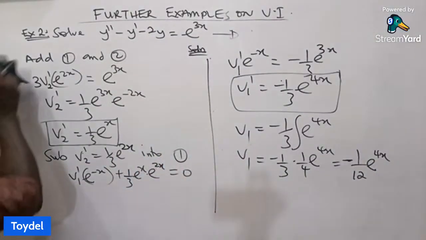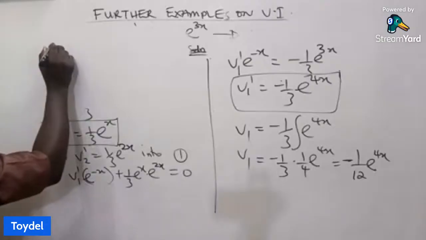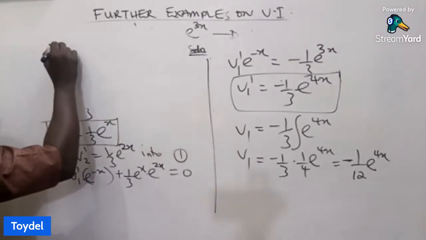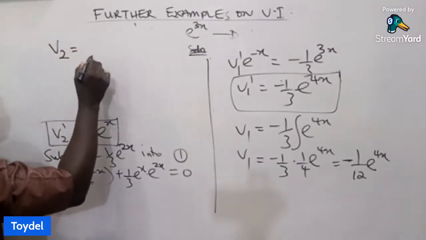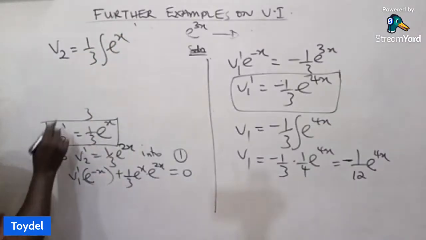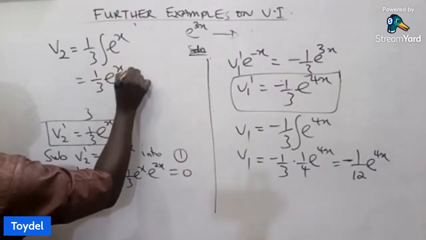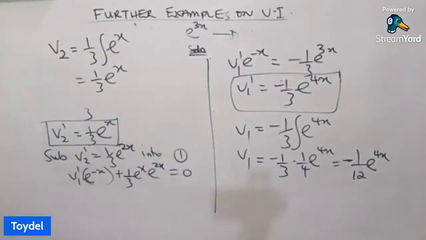Then let me go ahead and find the value of V2. If I integrate V2 prime, I'm going to get V2 equal to 1 over 3 integral exponential x. So if I integrate this, I'll get 1 over 3 exponential x. That will be the value of V2.